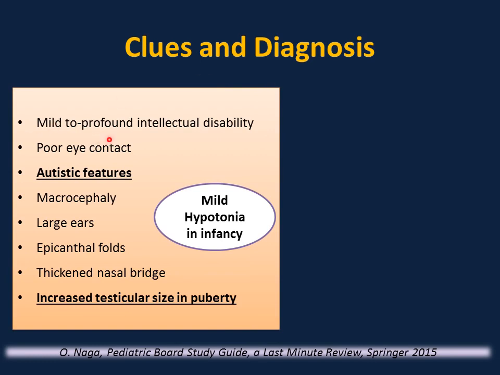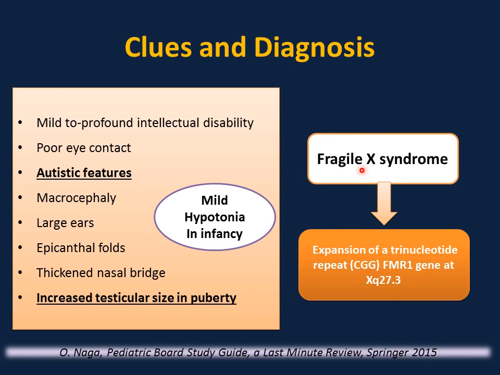Another case: mild to profound intellectual disability, poor eye contact, autistic features or autism, macrocephaly, large ears, epicanthal folds, thickened nasal bridge, increased testicular size as the child gets older or in puberty, and mild hypotonia during infancy. What is the most likely cause of these symptoms? The most likely diagnosis is Fragile X syndrome. They can present with mild hypotonia during infancy.